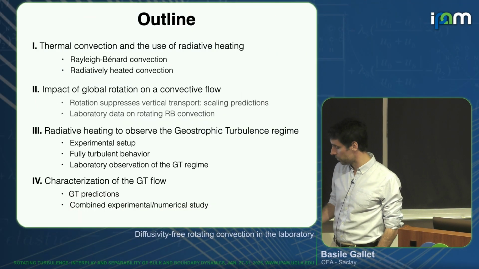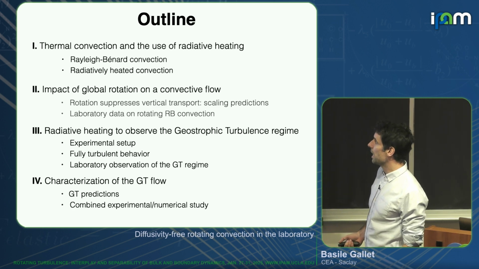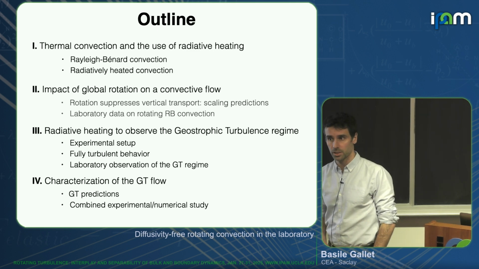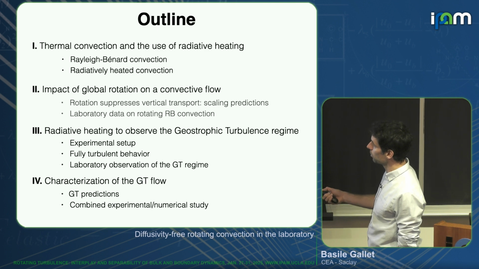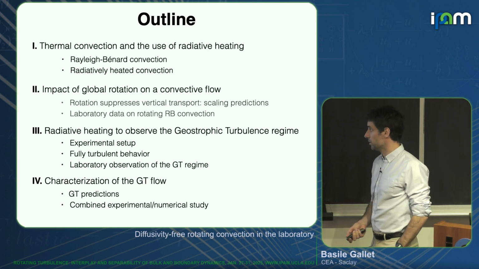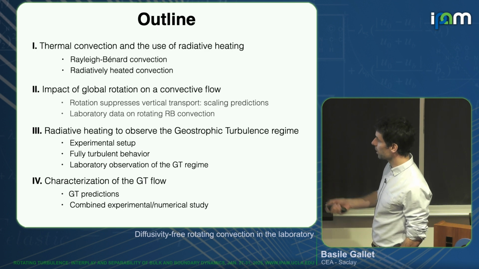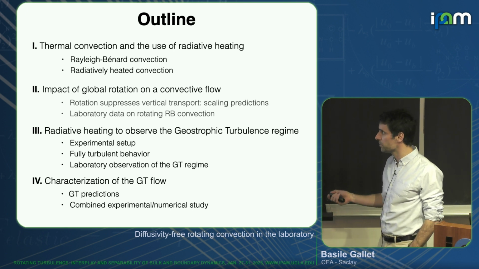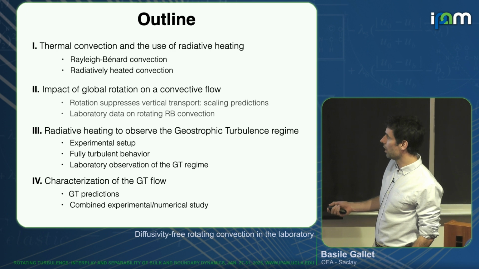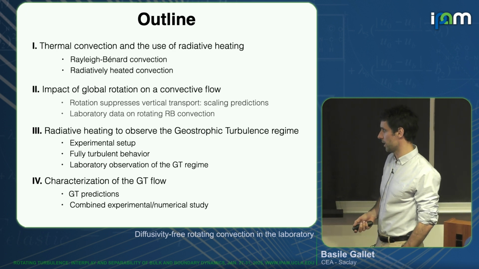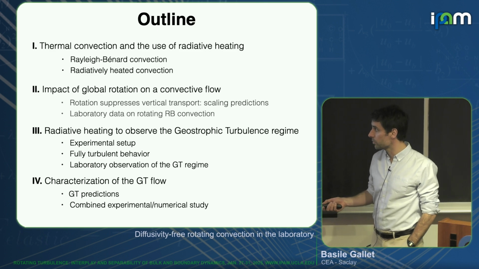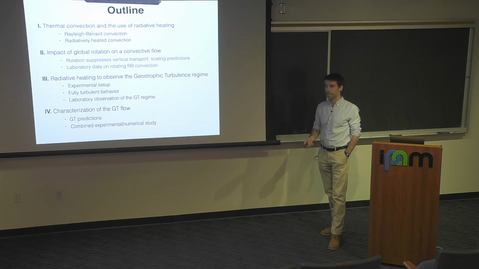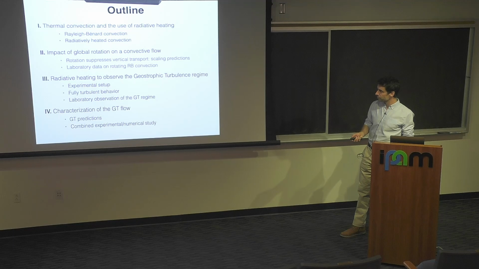And so to do that, I will first discuss non-rotating convection and how we ended up using radiative heating to achieve some diffusivity-free regimes of non-rotating convection. And then a short background on global rotation, although we've had very good introductions already, so maybe this can be quick. And then I'll combine radiative convection with rapid rotation to study the diffusivity-free regime of rotating convection, which is usually called the geostrophic turbulence regime in this context. Then I'll further characterize the geostrophic turbulence regime beyond just pure heat transport, discussing the flow velocity, the length scale, etc., all the other scaling predictions.